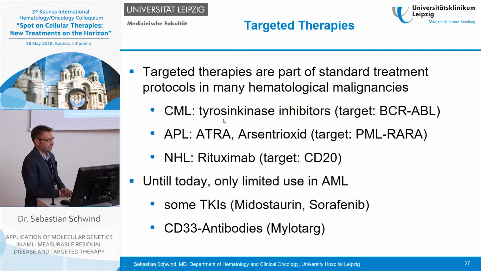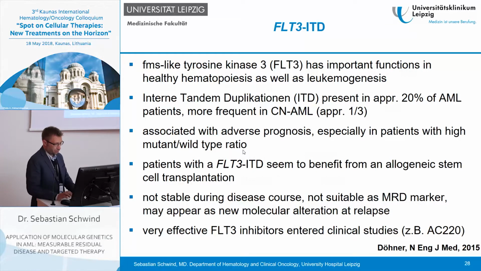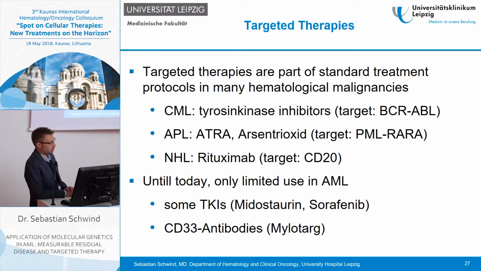Targeted therapies are part of standard treatment protocols in many hematologic malignancies like CML, APL, and also non-Hodgkin's lymphoma, for example. Until today, it's only of limited use in AML. There are some tyrosine kinase inhibitors like sorafenib and now newly approved midostaurin, but they are all very limited in their efficacy. There are also targeting antibodies like CD33, which may also be effective, but maybe only in a subgroup of AML patients.